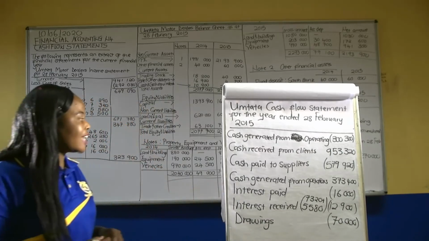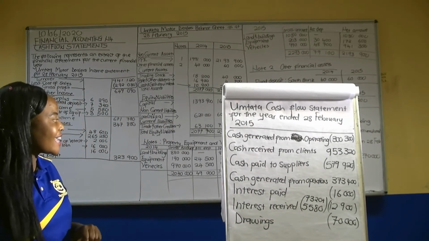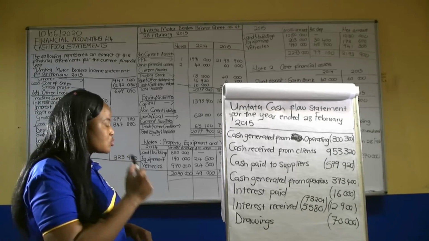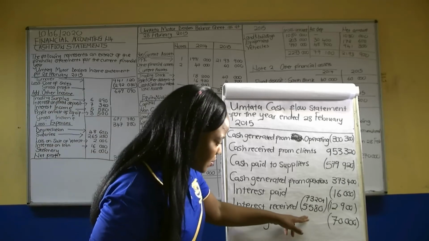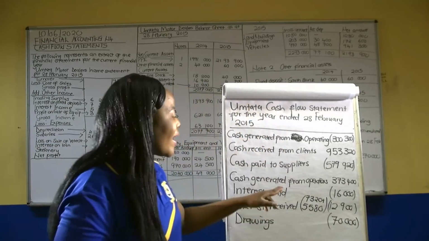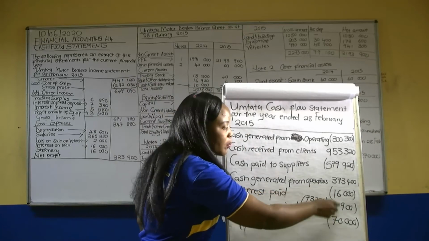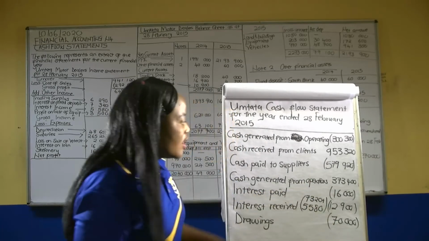Then you list your drawings. Your drawings, I got them under your additional information number 4, which says the proprietor increased the drawings by 70,000. It has to be subtracted. Whatever is in brackets has to be subtracted.